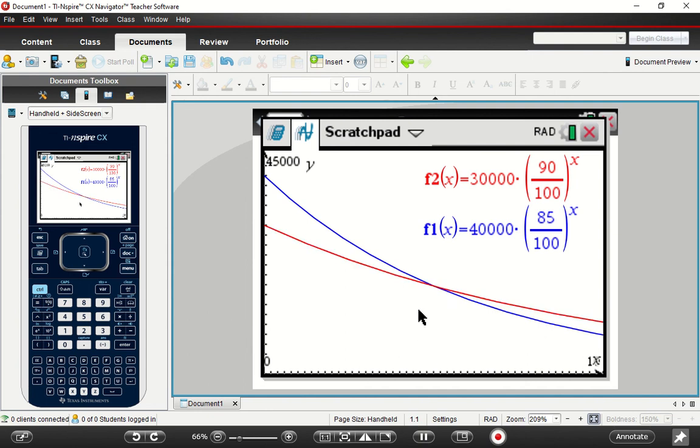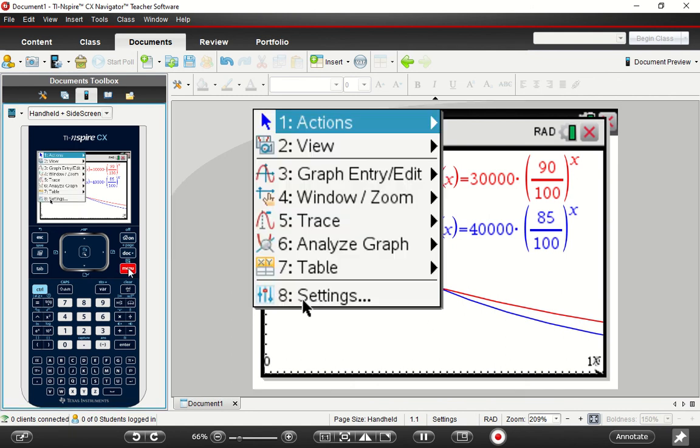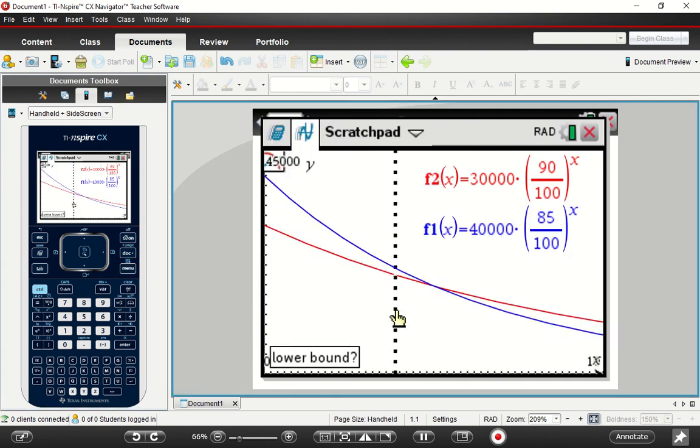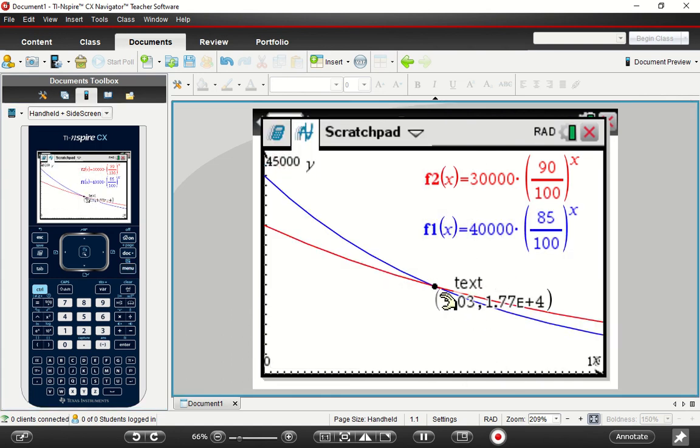So is there a way to figure out that point? Yes. That's the intersection. Very good. So it's going to be menu, 6, intersection. So what does that tell me right there? Year 5. Year 5, right? So after year 5, the Ford is going to be worth more money, because the Kia is going to fall apart. Everything's going to break down.